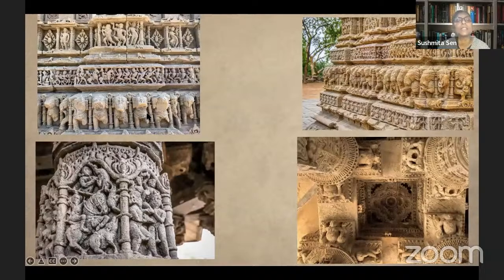This is Gajathara, then dancing and hunting scenes, a dancing woman, and dancing girls and all. And this is a hunting scene again. And this is the roof of the temple, the Sabha Mandap actually.